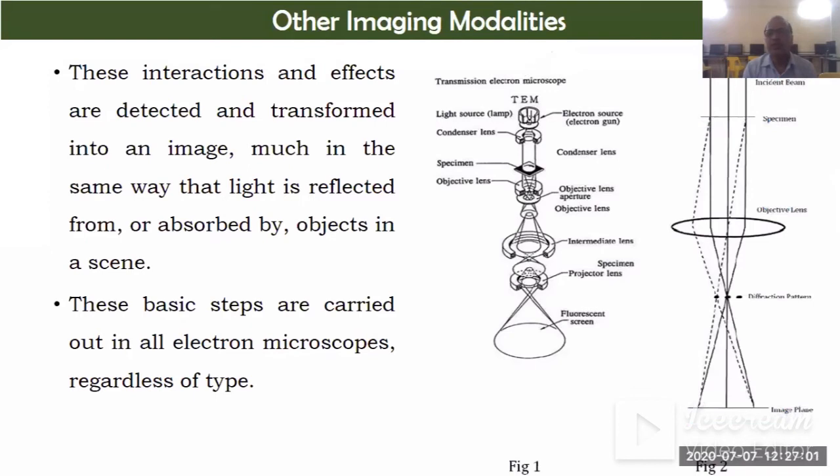So what are the steps? Some source sends an electron signal, that is, an electron beam. That electron beam passes through the specimen. Then these signals pass through a lens, and the image is generated on the image plane. So these are the techniques used in electron microscopy.